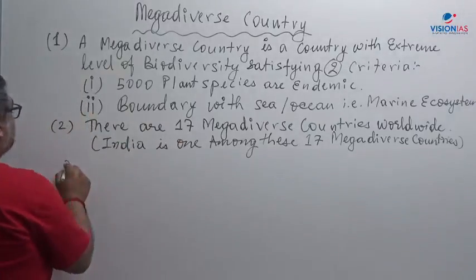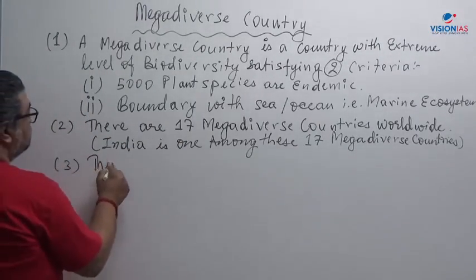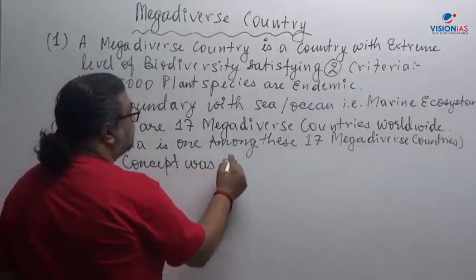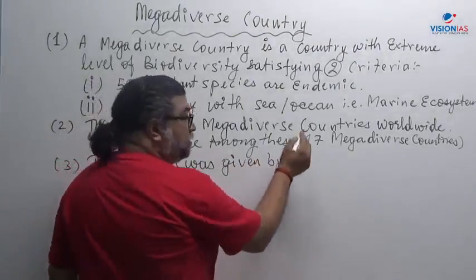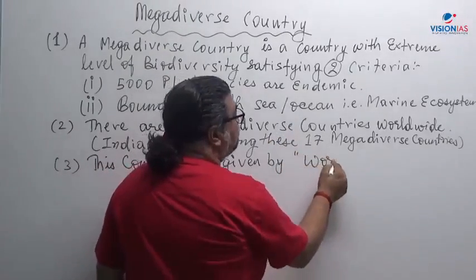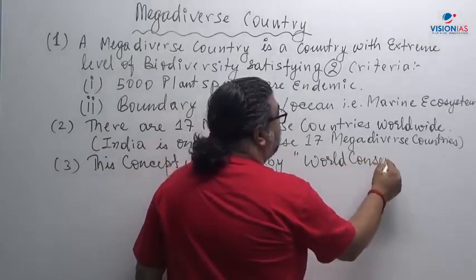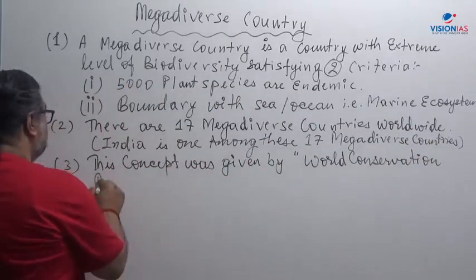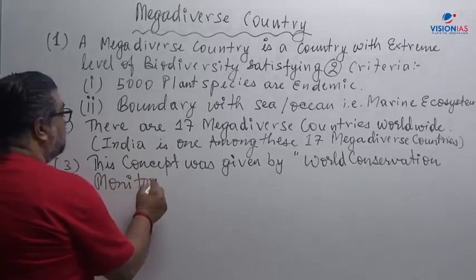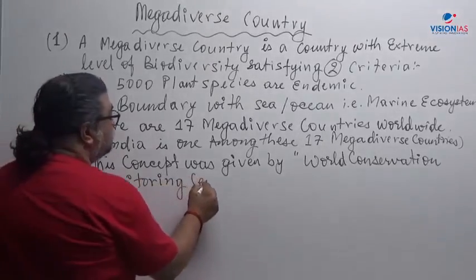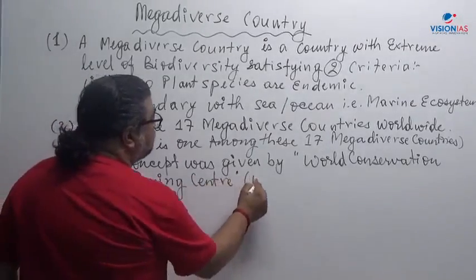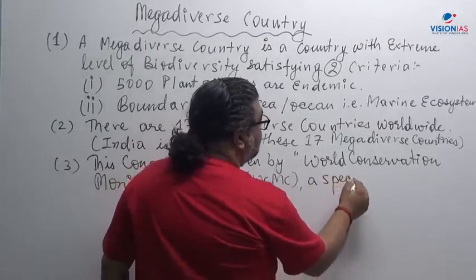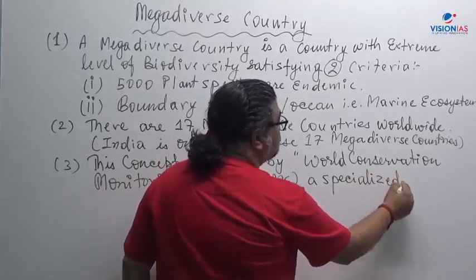Now this concept was given by an organization. I am writing the name: World Conservation Monitoring Center. There is a body called World Conservation Monitoring Center, which is a specialized body. Please write all these points in your notebook. World Conservation Monitoring Center, WCMC. This is a specialized agency working under UNEP.